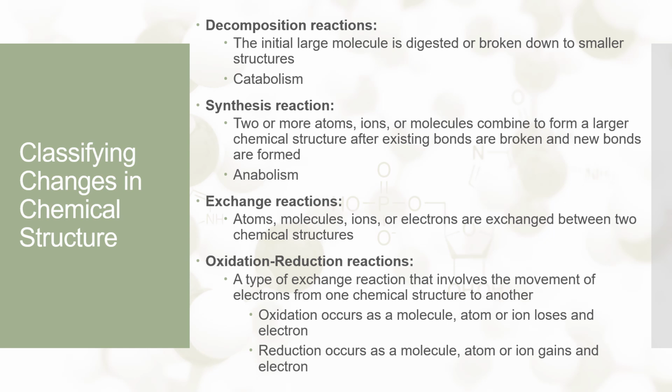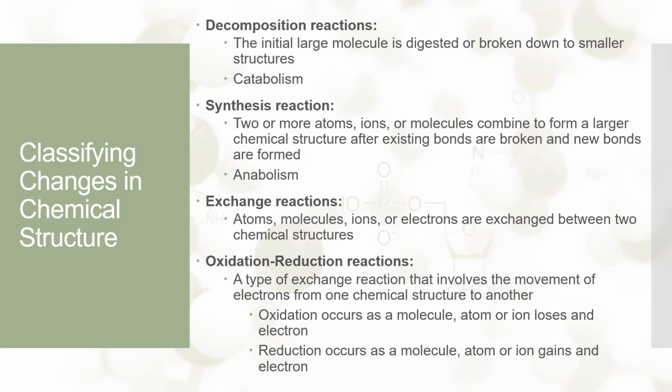Exchange reactions are when atoms, molecules, ions, or electrons are exchanged between two chemical structures. An example is the production of ATP in muscle tissue, where the phosphate and creatine bond is broken, creatine becomes a free molecule, and phosphate is transferred and bonded to ADP to form ATP.